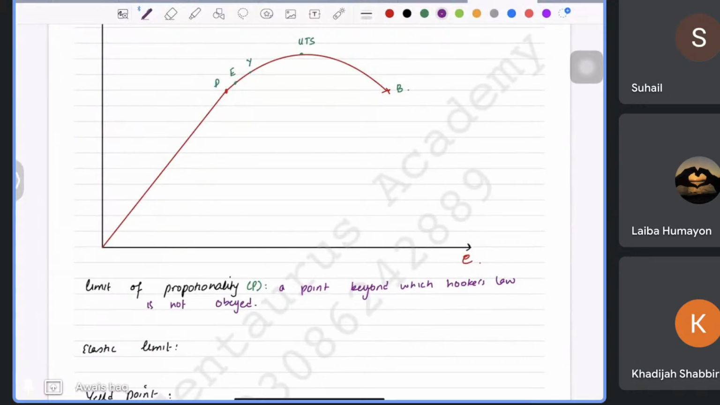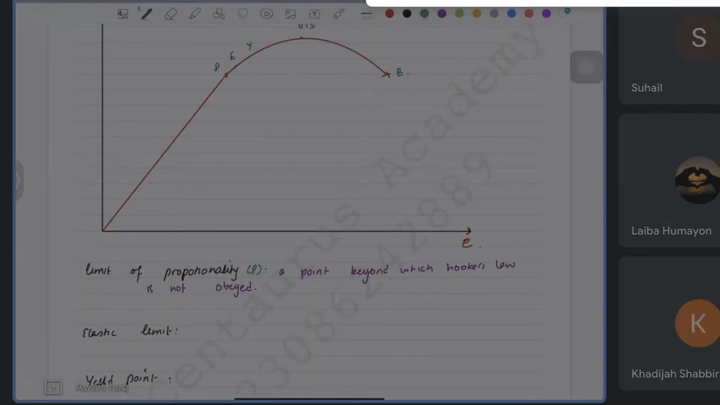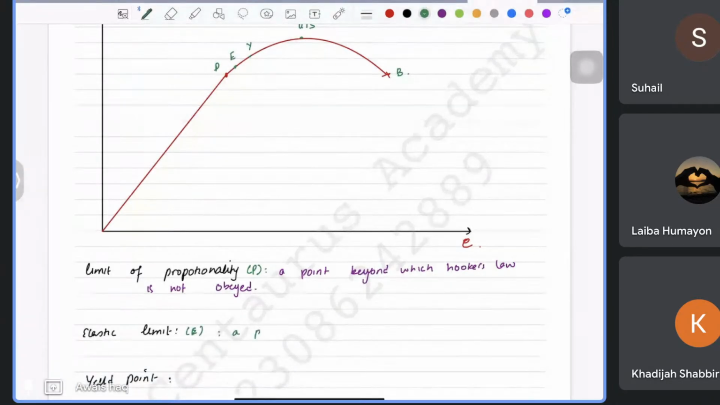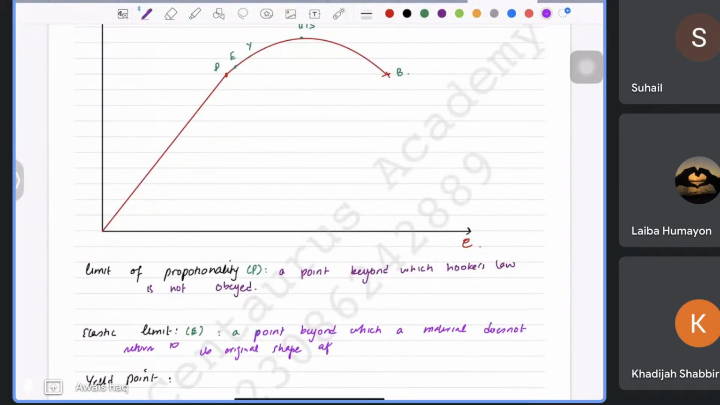Okay, then you have elastic limit. Elastic limit is E, and elastic limit means a point beyond which a material does not return to its original shape after unloading.